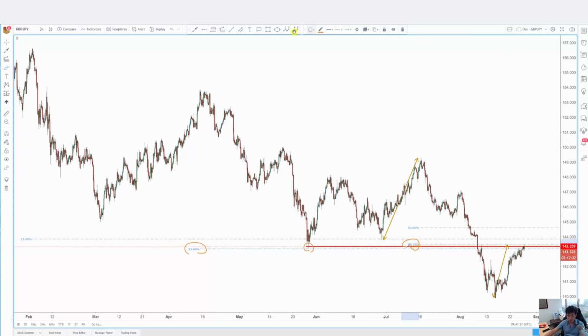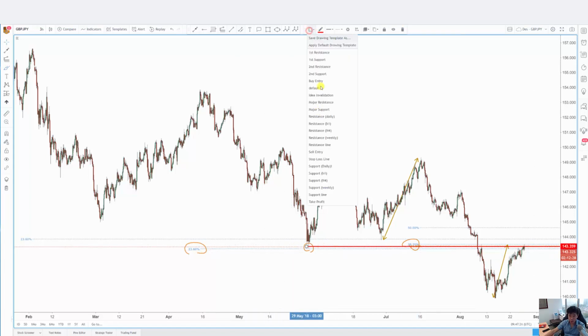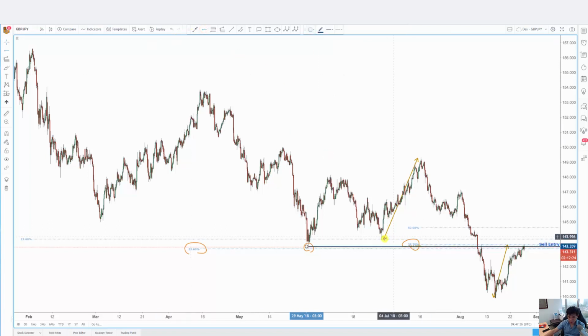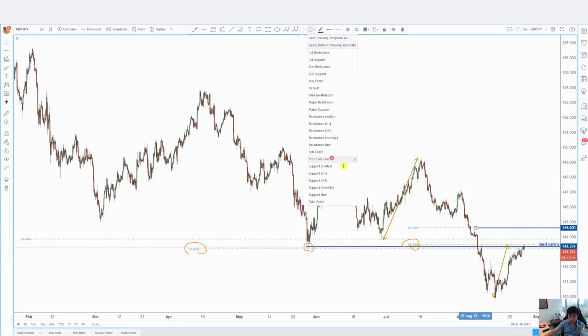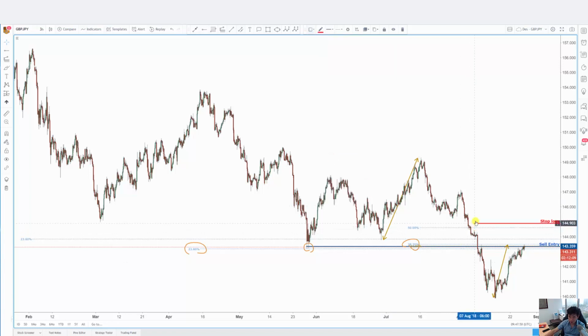Our stop loss in this example, if I were to take this as my sell entry, I would have my stop loss just at the next major level here. This is the 50% retracement, and I could even have my stop loss a little bit tighter, but just to give myself a little bit of breathing space, I'm going to put my stop loss just a little bit higher than the major 50% retracement.